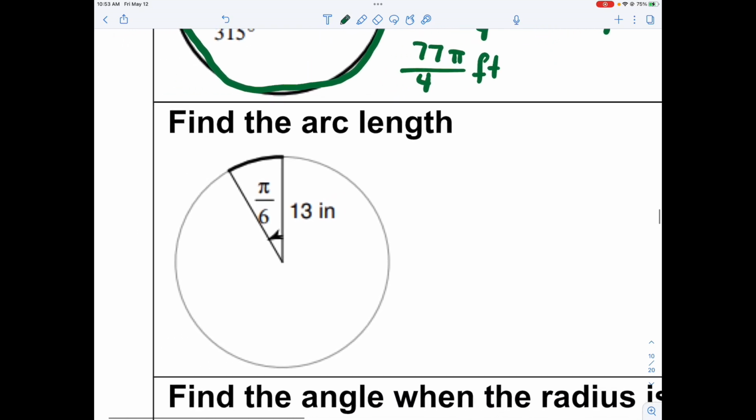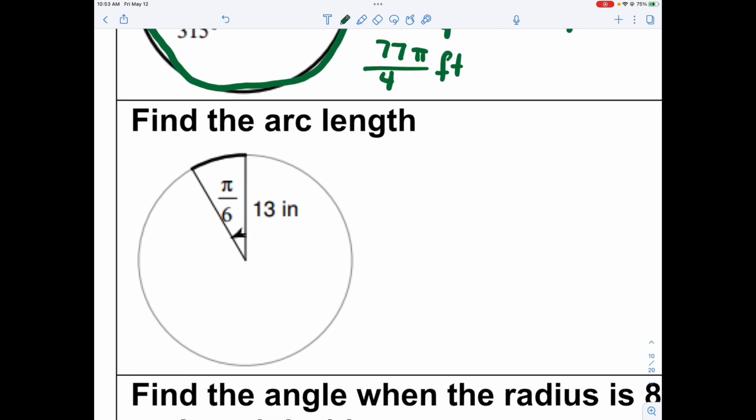Okay, now, luckily in this next problem, theta is already in radians. So the arc length would simply be the radius times pi over 6, which we can just write as 13 pi over 6. And we're done.